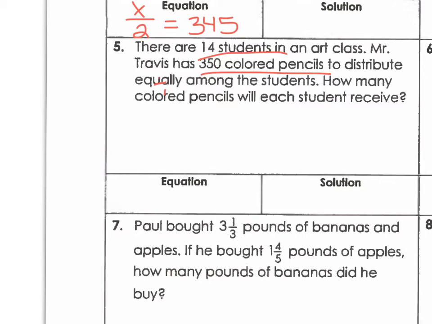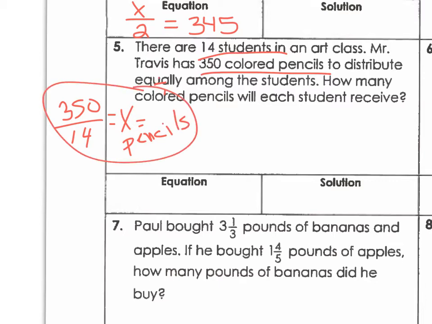Now, if we take the 350 and divide it by 14, that'll give us our answer, right? That'll give us X. X is representing the number of colored pencils each student will get. But this isn't really an equation, okay? It's what we're going to do, but that's going to be our inverse operation. So we got to rethink this as a 7th grader. How can I set that up to an equation?